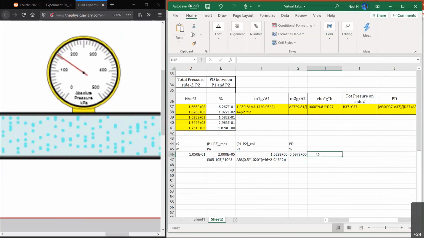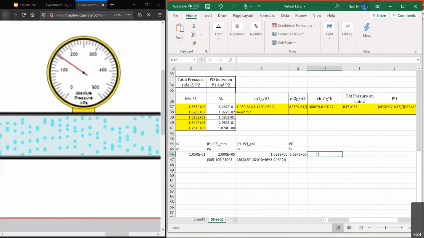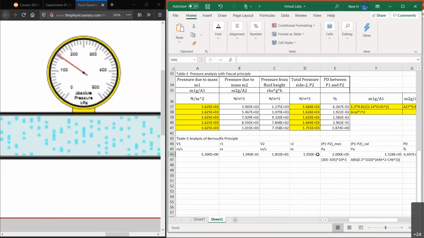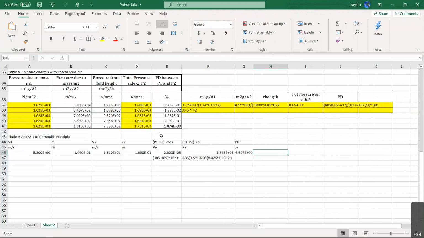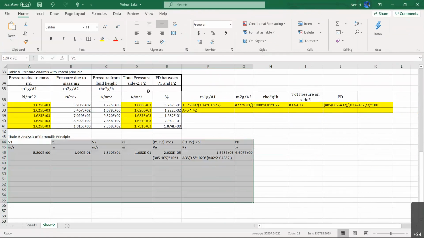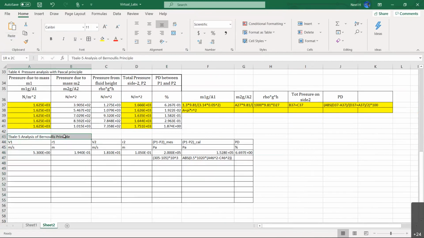I'm getting about like 6.6 percentage error, close enough, because pressure values we're reading directly. There is some inaccuracy there, but it's close enough. Now, everybody okay with that? Anybody have any problem with that calculation? Should not be difficult at all. All you have to do is just carefully extract the data and then do the calculation yourself. It should not be difficult at all.